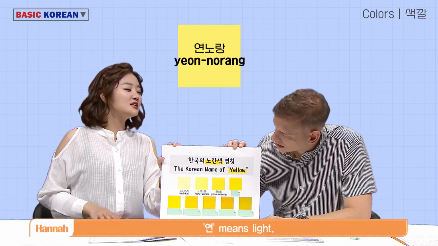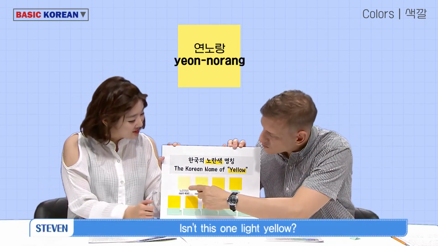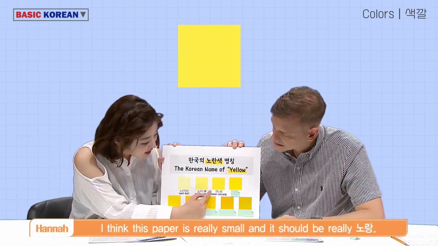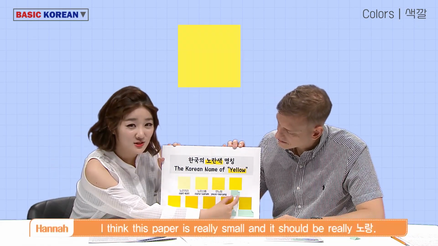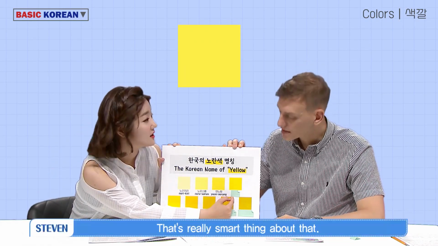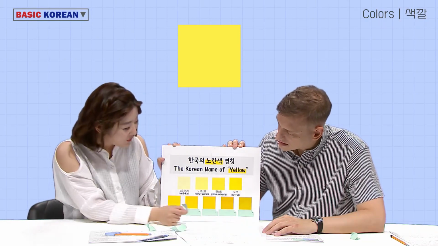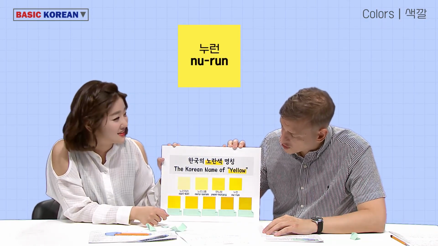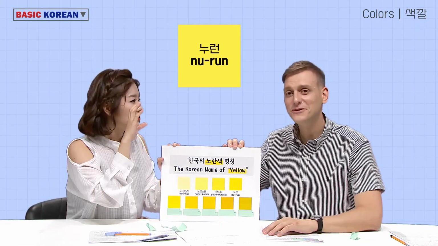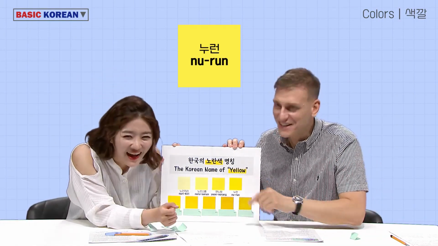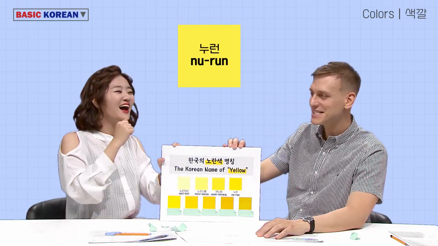Okay, let's check that. 연노랑. 연 means light yellow. Isn't this one light yellow? And I think this paper is kind of really short and that should be really 노랑. That's really smart. 노랑. No! 누런. That word is for like teeth. If you like yellow teeth, go to the dentist.